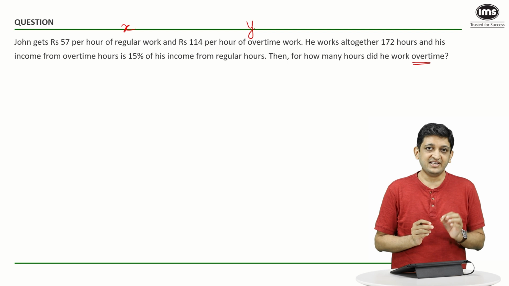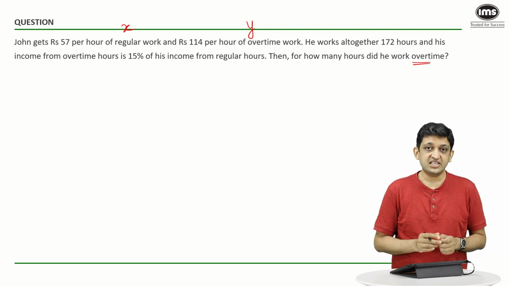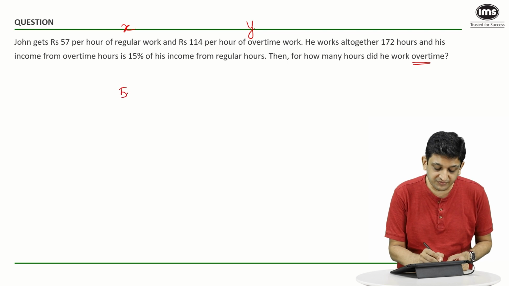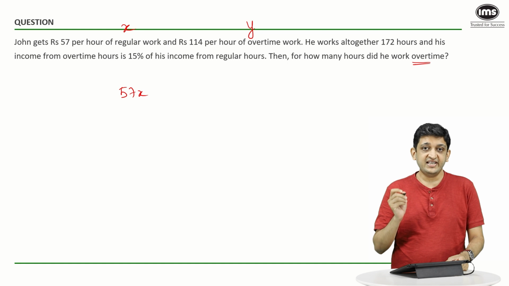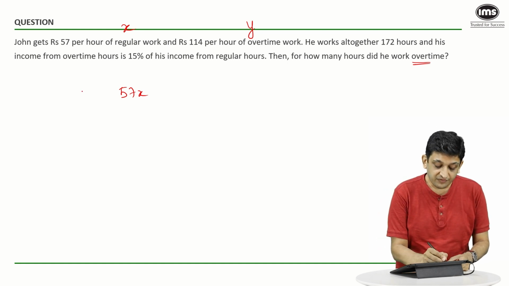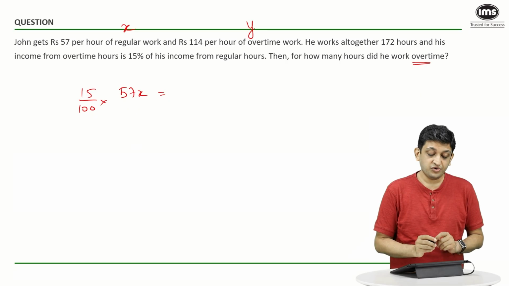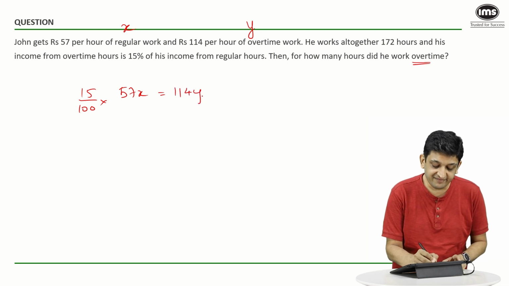Now in this case, because he has worked X hours regularly, the income that he has got from regular work is going to be 57x rupees. But the income that he has earned from overtime work is 15% of this. So we can say that 15 by 100 into 57x is going to be his income from overtime hours, that is going to be 114y.